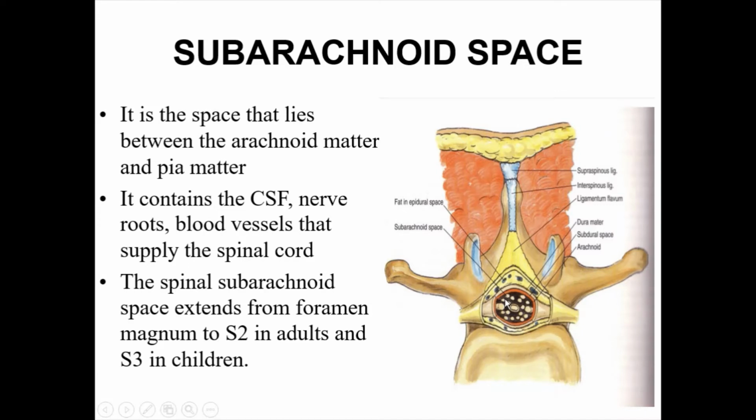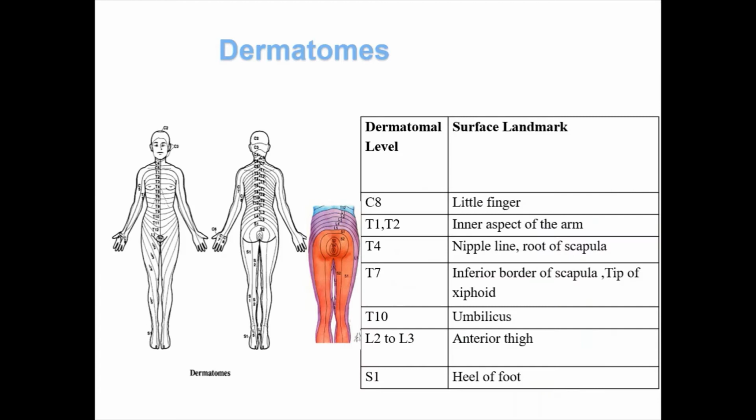This is the subarachnoid space. It is the space that lies between the arachnoid mater and pia mater. It contains cerebrospinal fluid, nerve roots, and blood vessels that supply the spinal cord. The spinal subarachnoid space extends from the foramen magnum to S2 in adults and S3 in children.